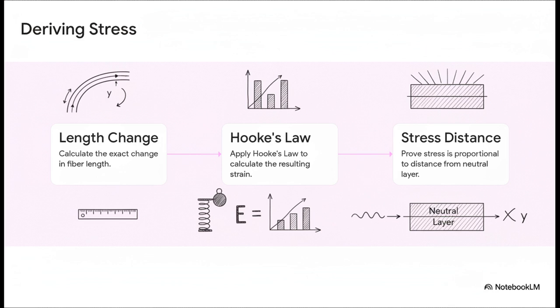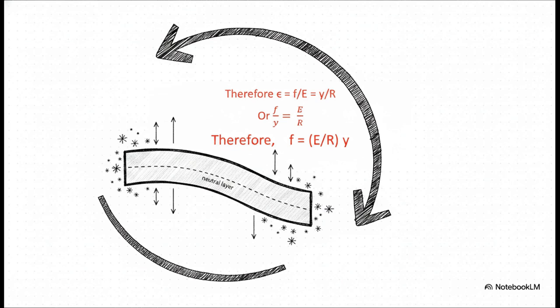Because stress and strain are intimately linked by the material's elasticity, this mathematically proves an incredible rule. The stress on any given fiber inside the beam is directly proportional to its distance from that peaceful neutral layer. And that leads us to this beautifully elegant equation. Stress intensity, which is F, equals the modulus of elasticity, E, divided by the radius of curvature, R, all multiplied by Y, which, again, is the distance from the neutral layer.